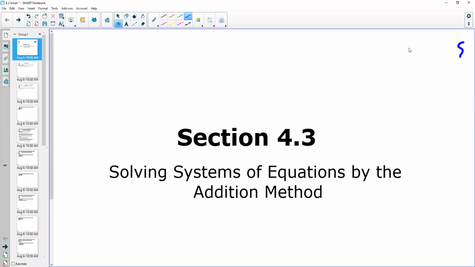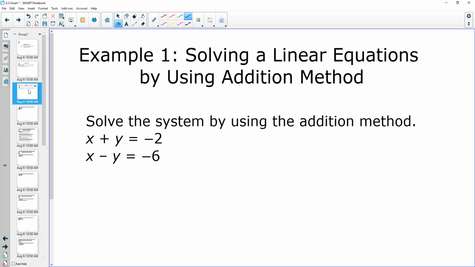Hi all, these are the notes for 4.3. This is our last type of solving systems of equations. This is addition. For me, we all have a way that we go to more automatically, and this tends to be mine. But what you'll find is one way will be more comfortable than another. That's fine. So the addition method basically works like this.